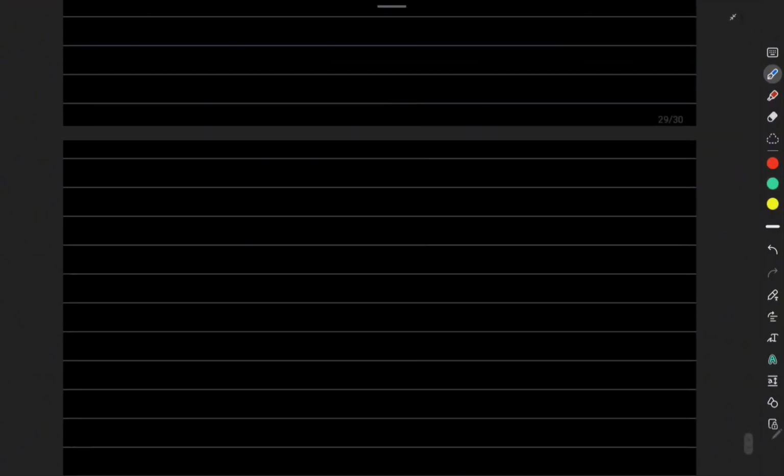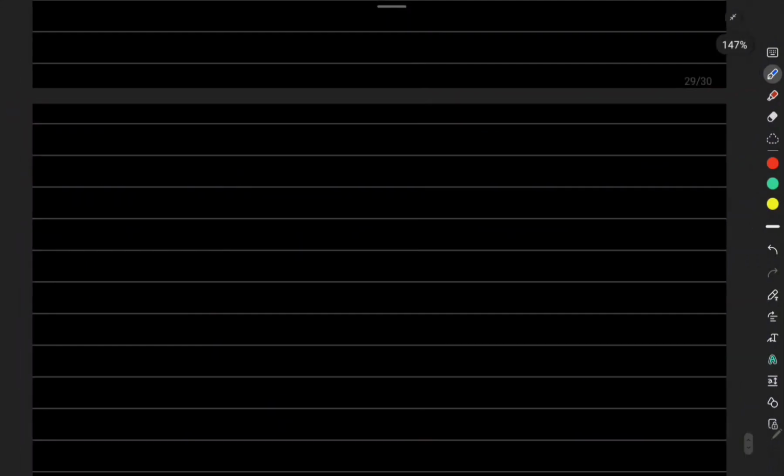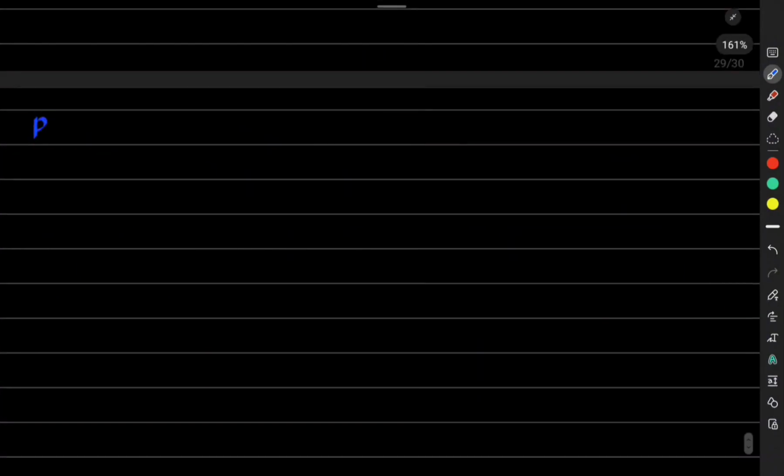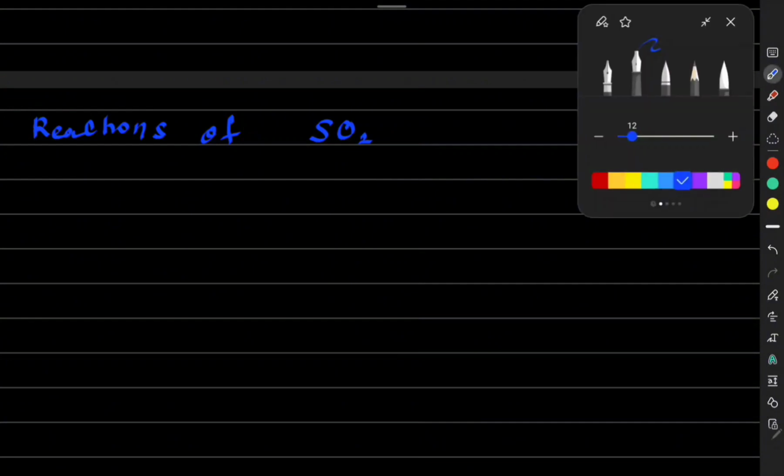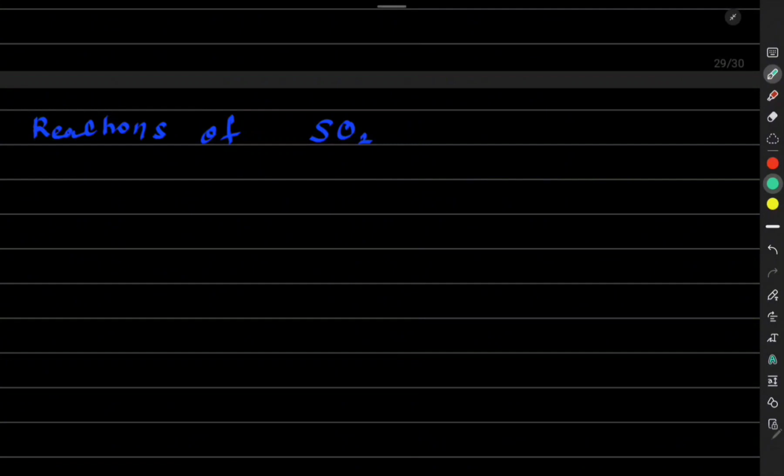Now let's look at the reactions of sulfur dioxide. Reactions of SO2. First, SO2 as oxidizing agent.